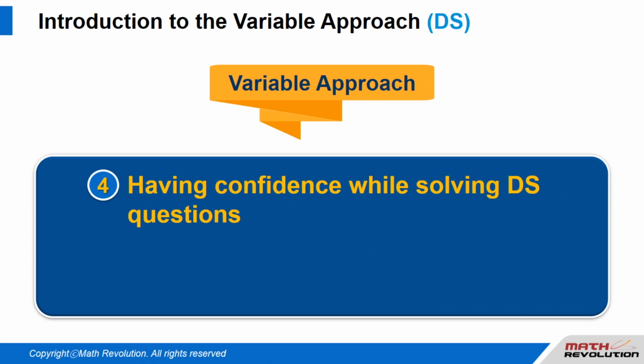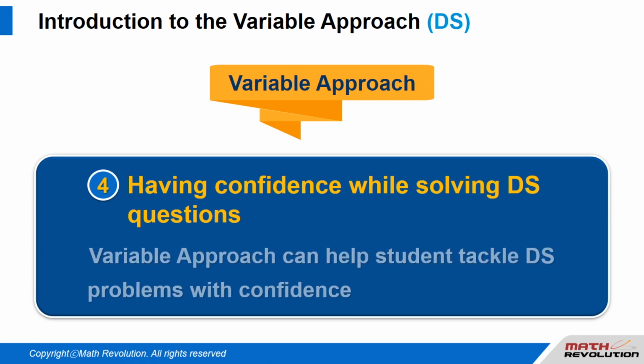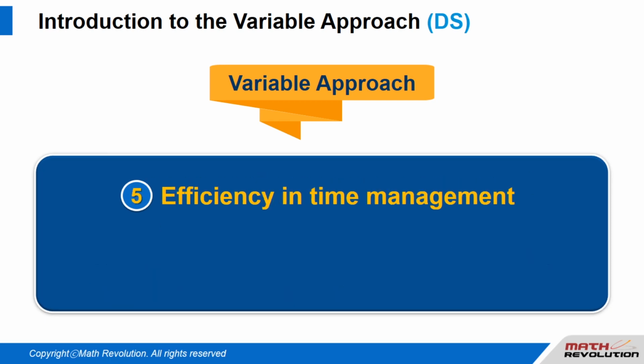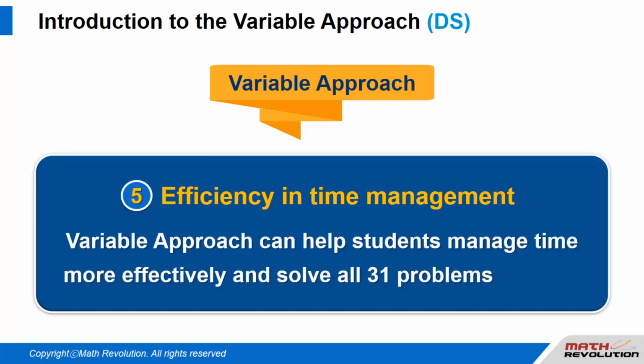4. Having confidence while solving DS questions. DS questions are unusual and can be very frustrating. By applying the variable approach, students can tackle DS problems with confidence. 5. Efficiency in time management. With a conventional approach, students usually run out of time, especially towards the end of the exam. So, they have to resort to guessing for some problems. However, with a variable approach, students can manage time more effectively and solve all 31 problems.